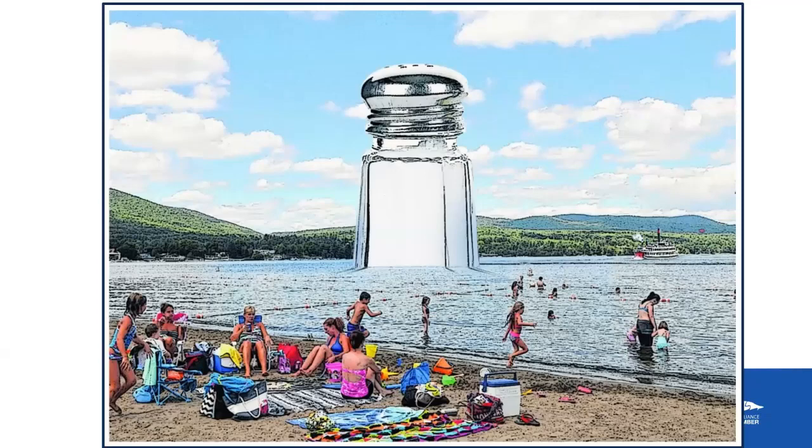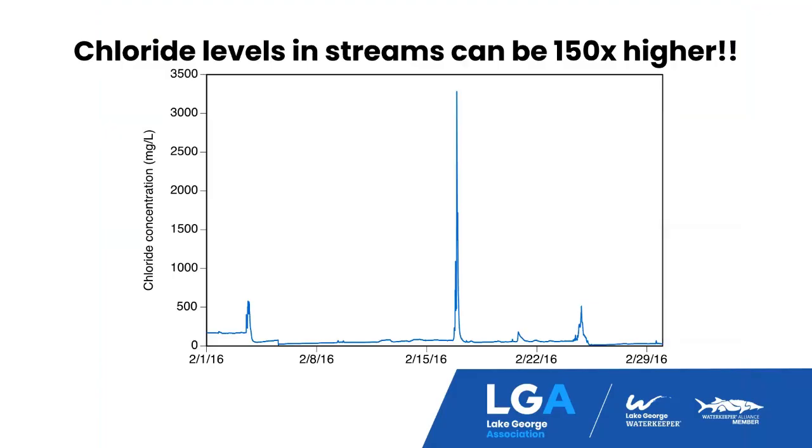This is actually an editorial by the Times Union down in Albany, documenting the salt impacts to the lake. In fact, there's 15,000 tons of road salt applied by just the public entities around the lake, which is equal to about 3,000 railroad cars, or a train about 3 miles long getting dumped into the lake. But where you really see the impacts, and Debbie touched on this, is in our streams, where the chloride levels can actually be 150 times higher.